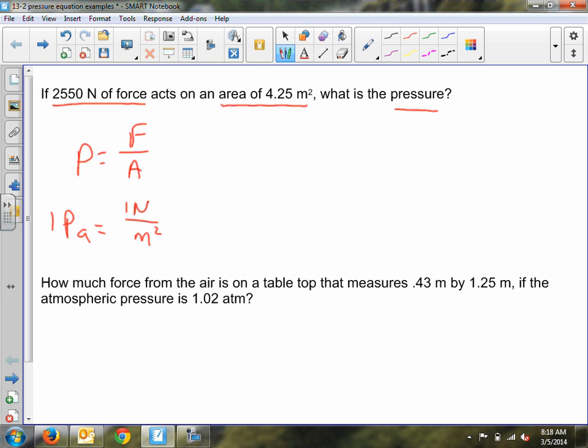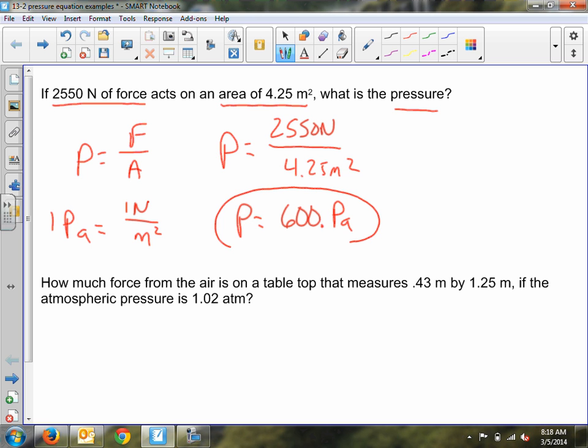If I plug this in, my pressure is 2,550 newtons divided by 4.25 meters squared. And if you punch that into your calculator, 2,550 divided by 4.25, you should end up with 600. And to show 3 significant digits, you need the decimal point there, 600 point, and the units would be pascals. 600 point pascals of pressure.